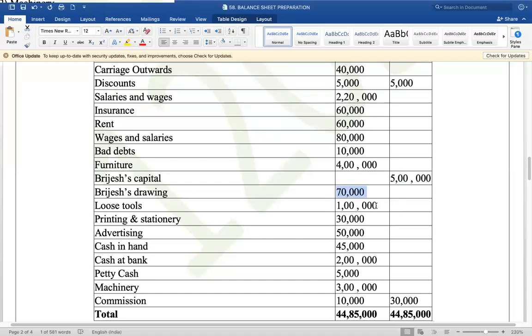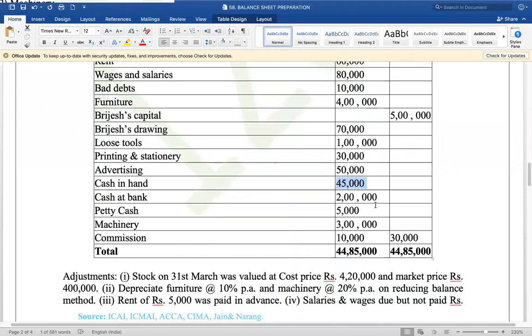Loose tools. These are inventory kind, spares and tools. It's an asset, a short-term asset. And printing and stationery expense, debit. Advertising expense, debit. Cash in hand is an asset, debit. Cash at bank is an asset, debit. Petty cash is an asset, debit. Machinery, an asset, debit. Commission given is a loss, therefore it is debit. Commission received is a gain, therefore it is credit.